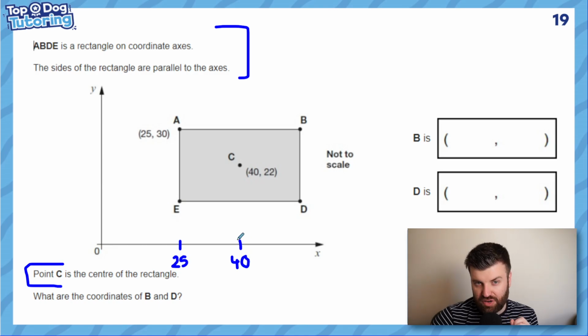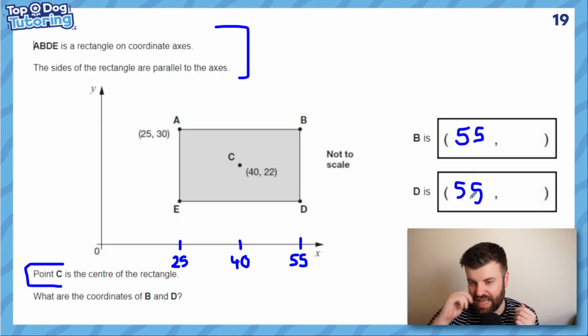that's halfway across. So do you know what we can do now? Because the start of the rectangle is 25 on the x-axis and halfway is 40, we can actually go to the end. Whatever we do from 25 to 40, if that's halfway, that's adding 15. We add 15 again, and we know the end of the rectangle is 55. So B and D both have a value of 55 when it comes to the x-axis. Now, okay, that's all well and good, but what can we do for y?